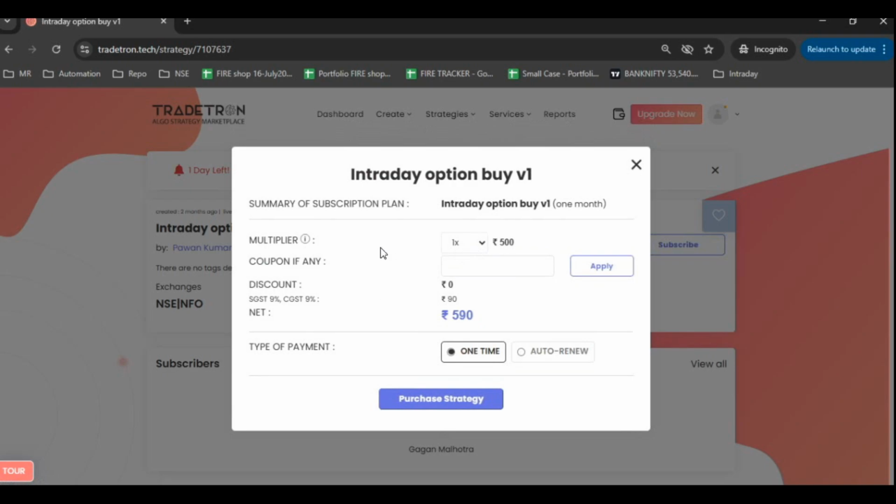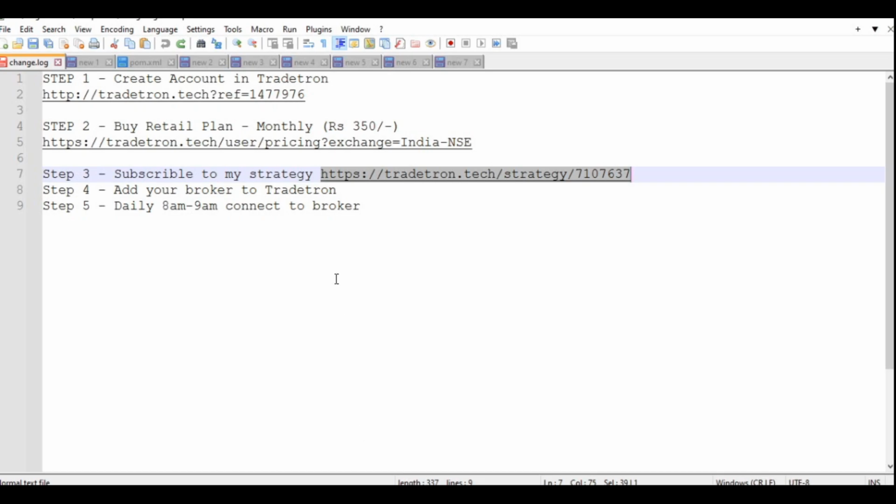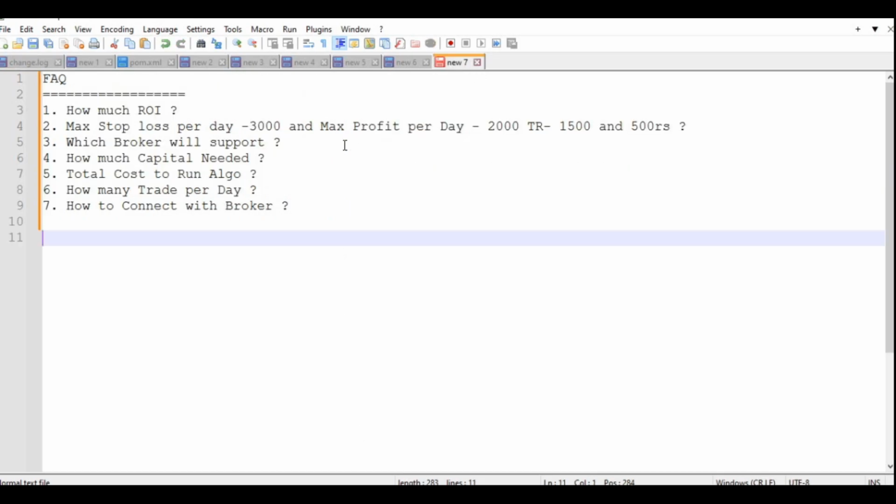Okay, so suppose if you want to run with one lot, the cost will be 500 rupees plus GST. So it will be around 600 rupees. Okay, so if you are running with 10 lots, it will be around 6,000. So if you are running for one lot, it will be like 600, and the total cost will be, let me mention, to run the algo, one algo.